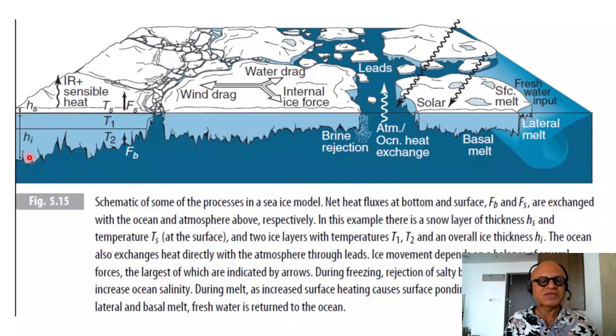The ocean also exchanges heat directly with the atmosphere through the so-called leads. Wherever there is a gap in the sea ice, that's called a lead, and there the heat exchange between the atmosphere and ocean can be orders of magnitude larger than here, because sea ice is a good insulator. Wherever there is sufficiently thick sea ice, the heat loss is greatly reduced from the ocean.